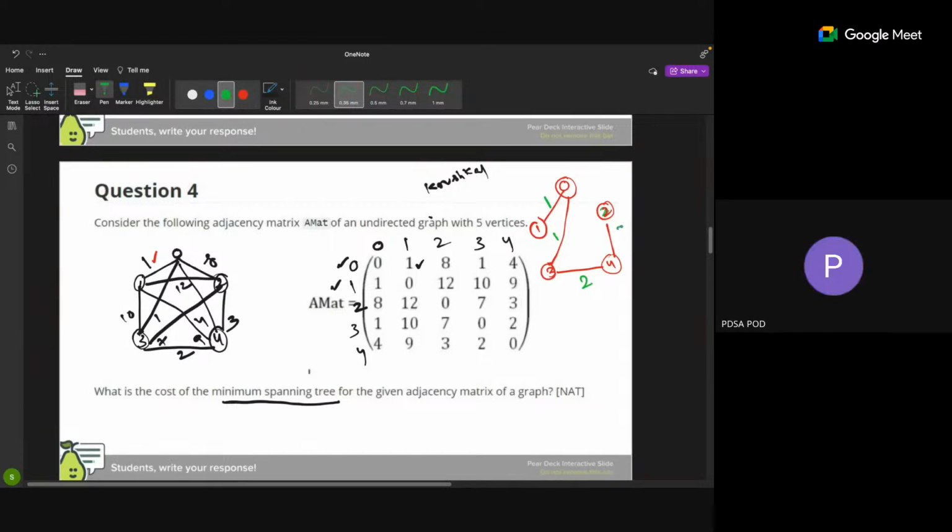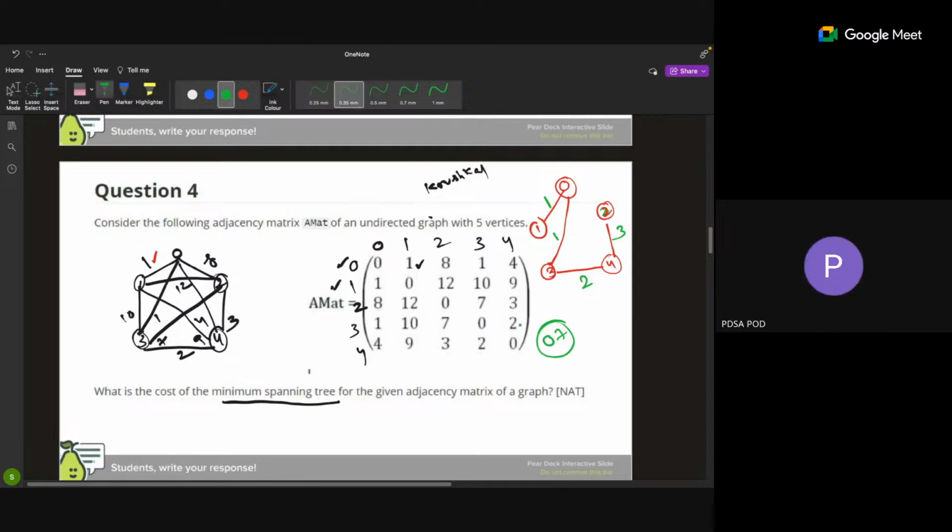I think all of the particular vertices are connected. So is it a spanning tree? Yes. So what is the cost of this? It is going to be 1 plus 1 plus 2 plus 3. So the result is 7. The answer is 7.